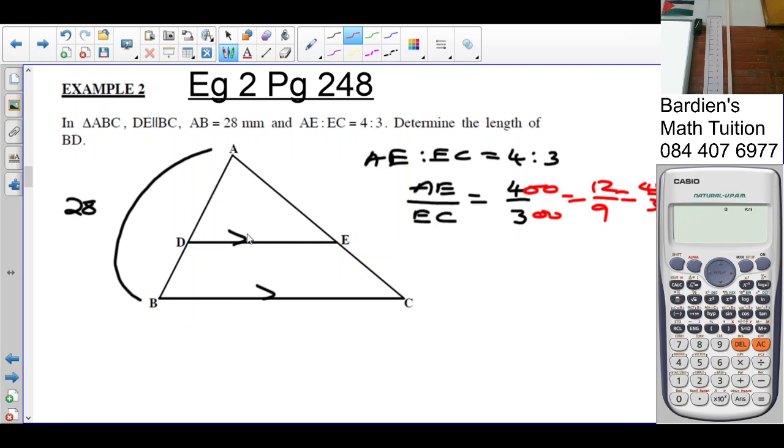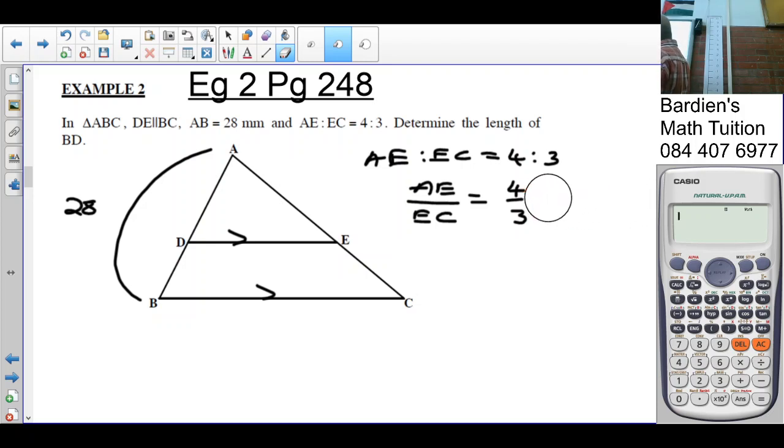Not so. So instead of guessing and saying it's 4 and 3, what I do is I introduce a k here. Okay? So I put here a k and there a k. Just a reminder again, why am I putting a k there? Because it could be anything. However, if I simplify 4k over 3k, what would I get?